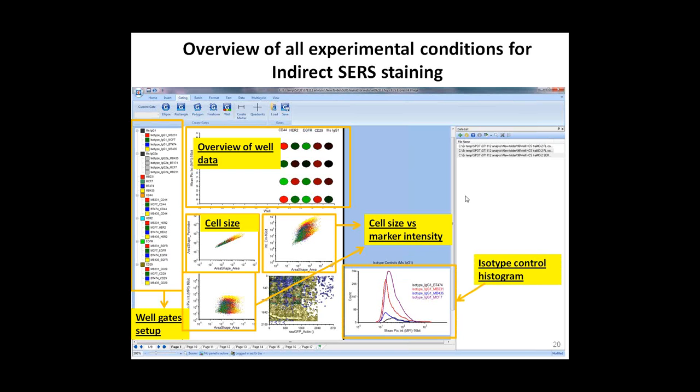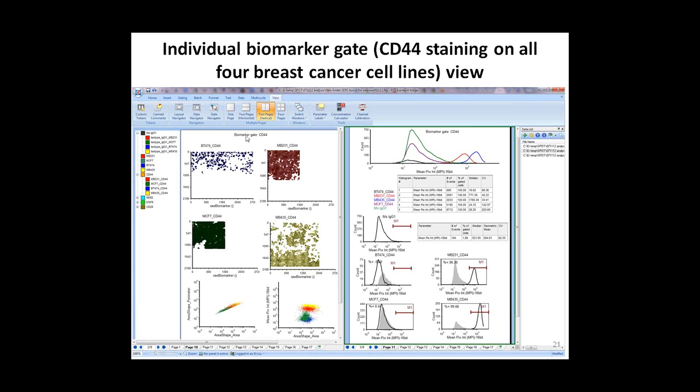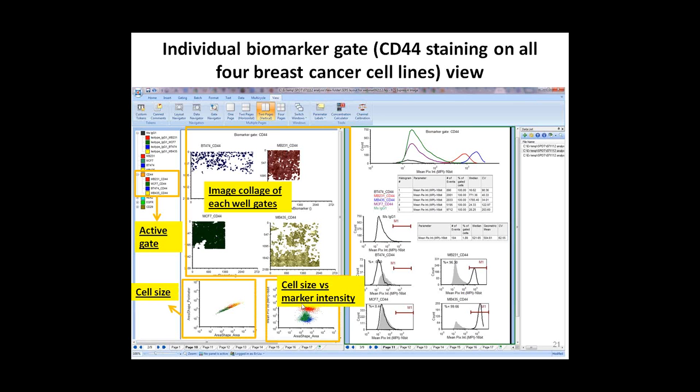So after that, we'll go to each individual biomarker gate that we created. So this is the active gate. It's a CD44 gate. And in this region is the tile scan image collage of each well gate from different cell types: BT474, MB231, MCF7, and MB435. And similarly, the cell size and expression versus cell size plots are included in this page.